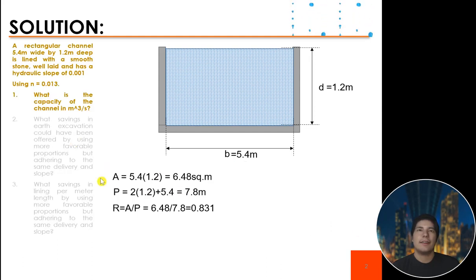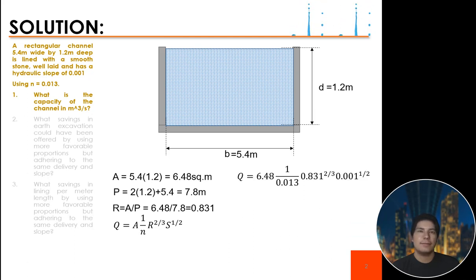Ngayon, kung meron ka ng ganito, area, perimeter, and hydraulic radius, we can now solve for the capacity of the channel. No? So using the formula of continuity equation, area times velocity, where velocity using Manning's formula is 1 over n, R^(2/3) S^(1/2). So we just need to put all the values in the formulas and we get the flow rate of 13.93 cubic meter per second or cumecs. Okay, cumecs. So yan na yung sagot.